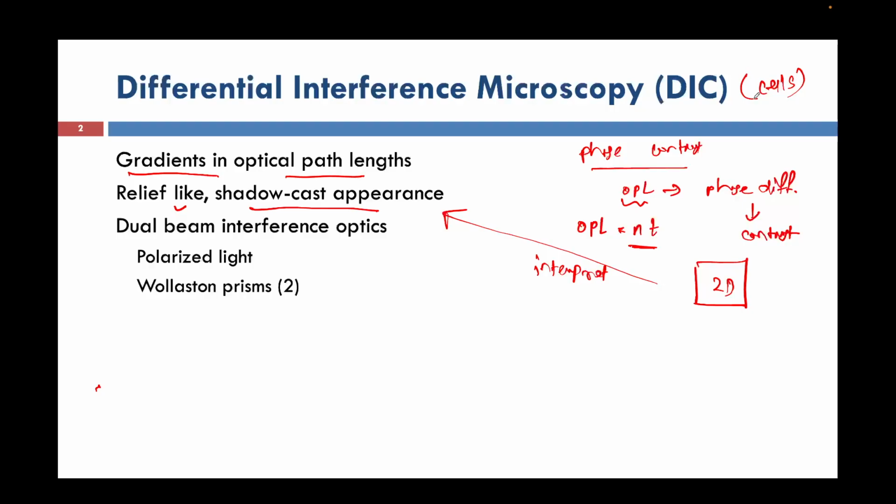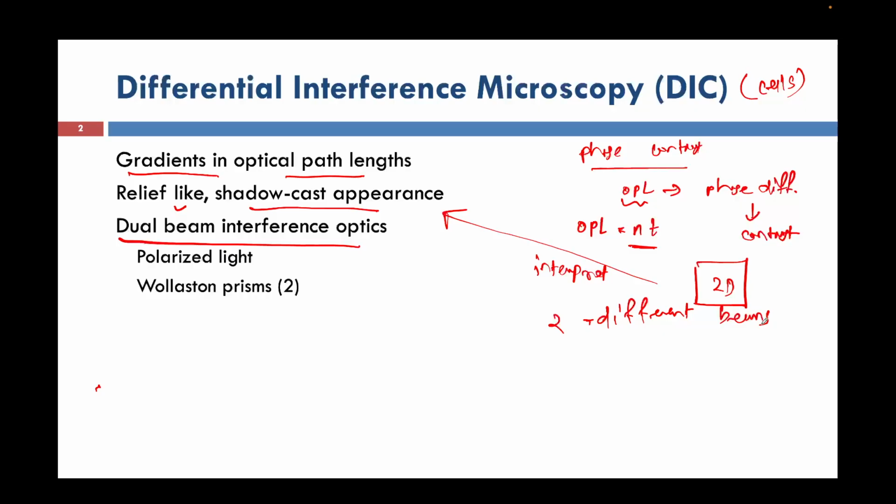And how do we use this differential interference microscopy? We use a method called dual beam interference optics. That means there are two different kinds of beams incident on the specimen, and from the interaction of the specimen with these two different beams, we will get some kind of contrast. That contrast is the result of interference, and when we see it under the microscope, it is called differential interference microscopy.